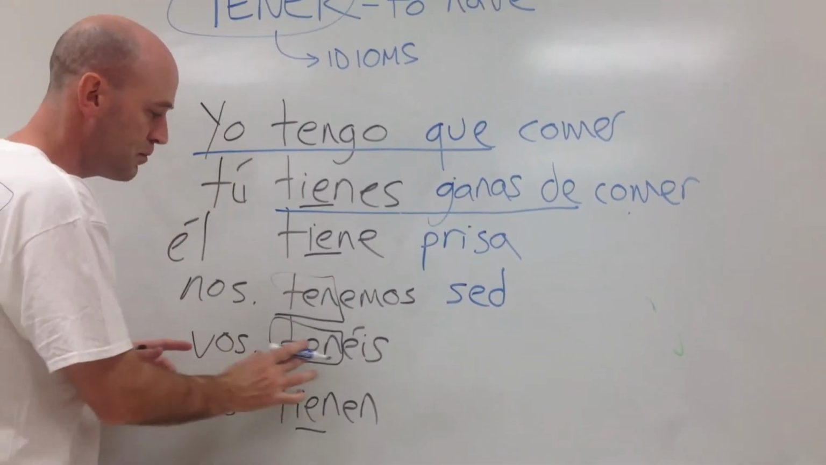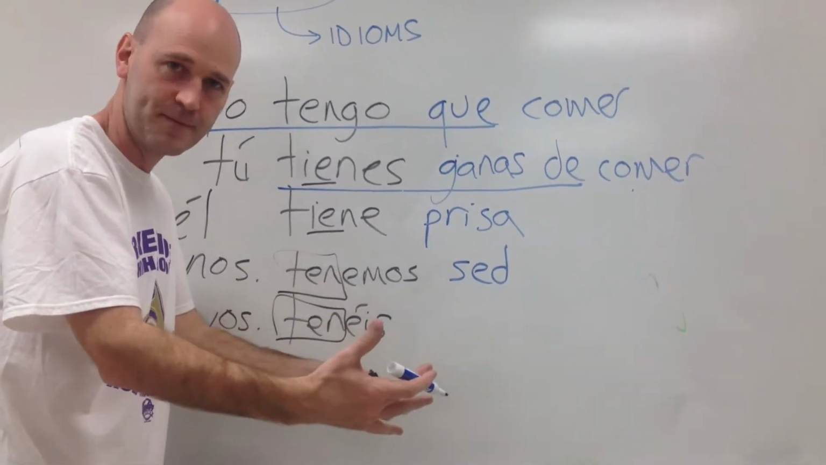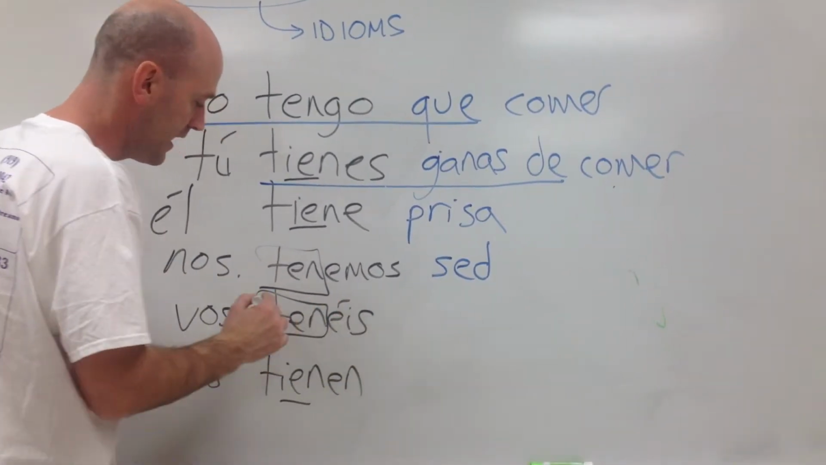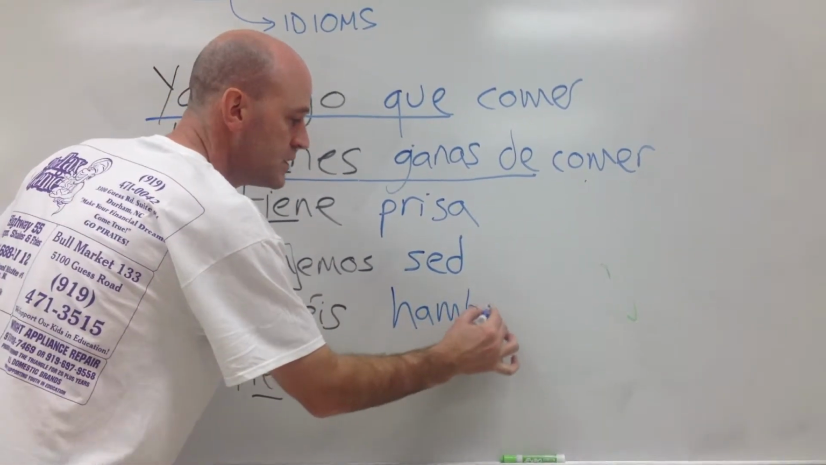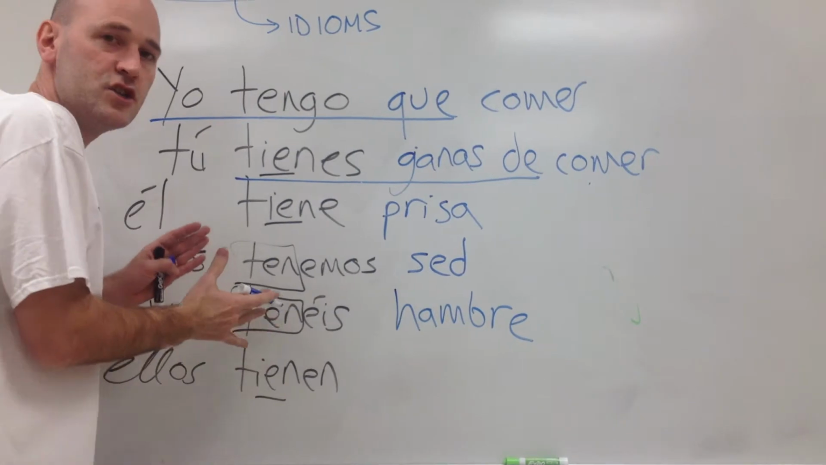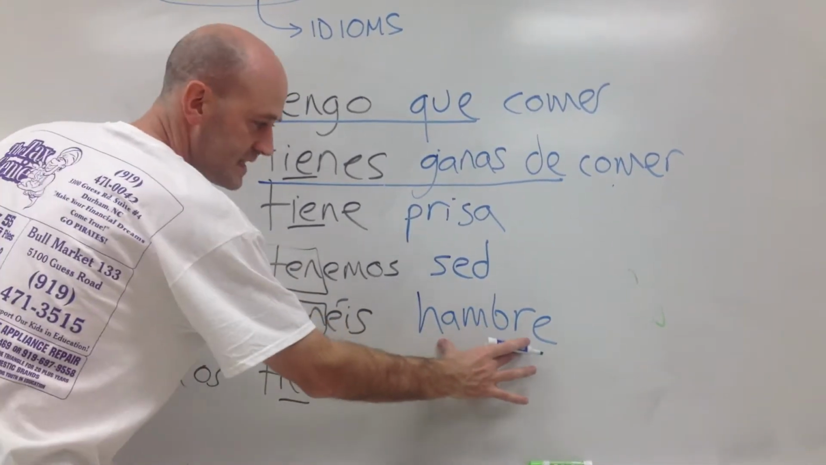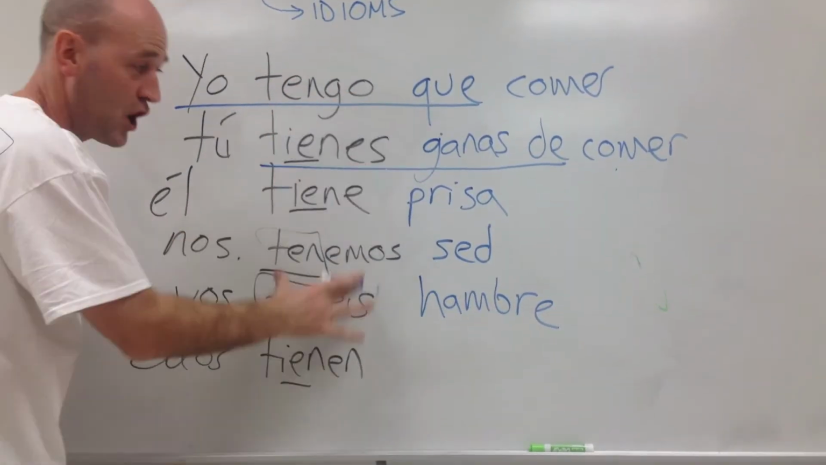Let's say you, plural, are hungry. In Spain here. Vosotros tenéis hambre. That's how they say to be hungry. They say to have hunger. That does not change. Whoever is hungry changes.